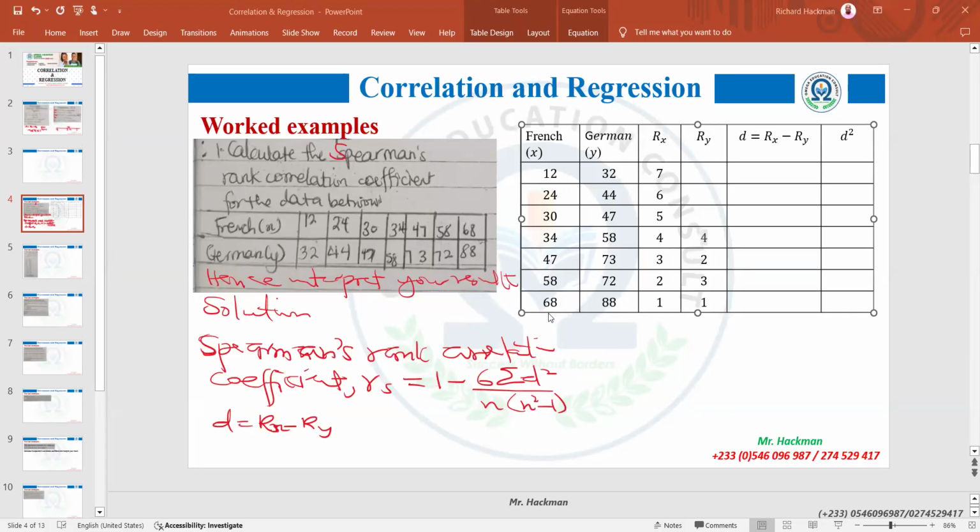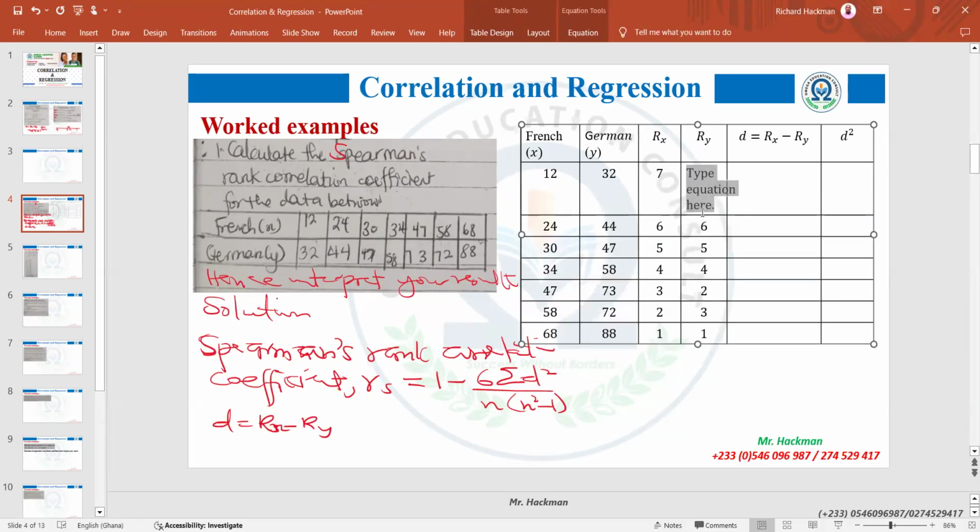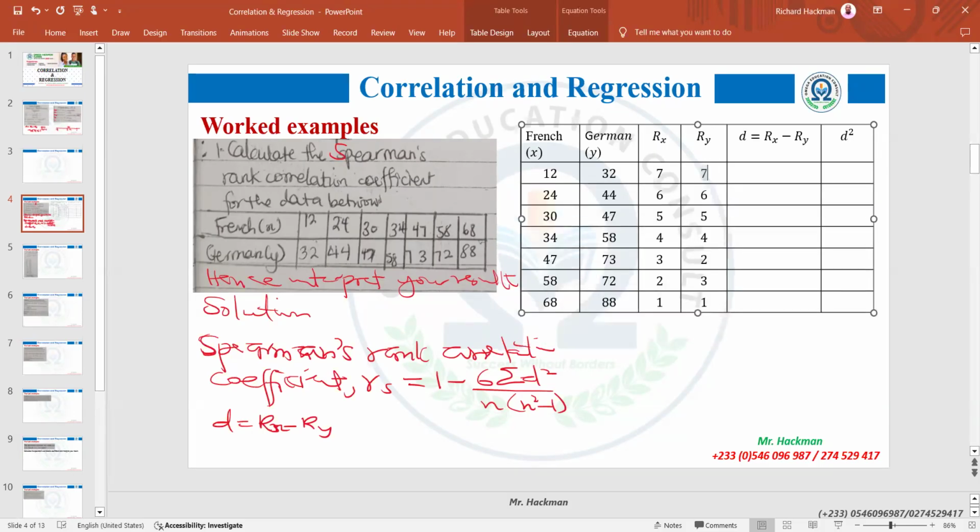When you are ranking, you assign 1 to the highest value. The next highest will be assigned 2, and so on in that order. So we've done that for the X. We are looking at that of the Y. We are almost done. So 88 is the highest, so 1. 73, the next highest, 2. 72, next highest, 3. So 58. Now the next one will be 47, so we assign 5 to 47. The next one will be 44, we assign 6 to 44. And the least is 32, so we assign 7 to that.